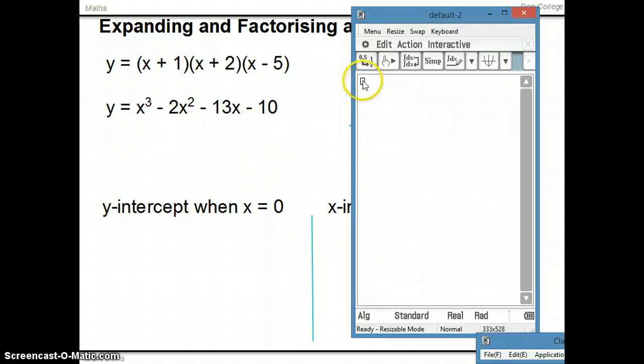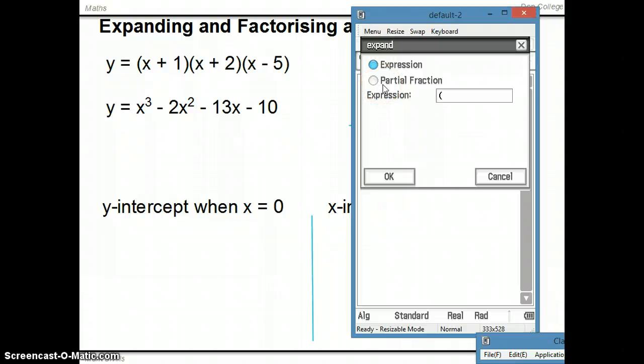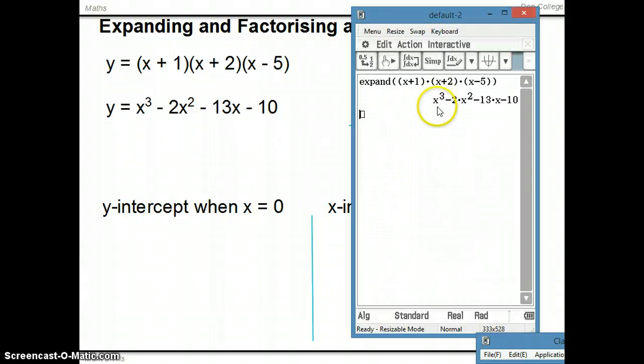Now, in this case, I'm just going to be assuming you're using your calculator to do this. If we wanted to look at the algebra of that, we'd have to look at a different video. So, let's say you were only given this form here where it's already been factorised. If you go to interactive, transformation, expand and put in x plus 1, x plus 2 and x minus 5 and say OK, you see that we get x cubed minus 2x squared minus 13x minus 10, which is what we have here. So it's identical. This expression and this expression are identical.